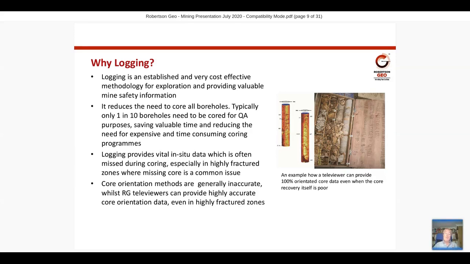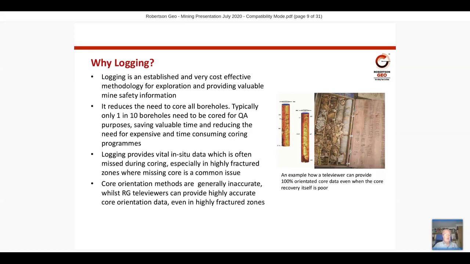Logging reduces the need to core every single borehole. Typically, on an exploration program or an appraisal program, only 1 in 10 boreholes need to be cored for quality assurance purposes. So logging saves valuable time by reducing the need for expensive coring, having a rig on site, having personnel on site, manning the rig, and time-consuming coring programs.